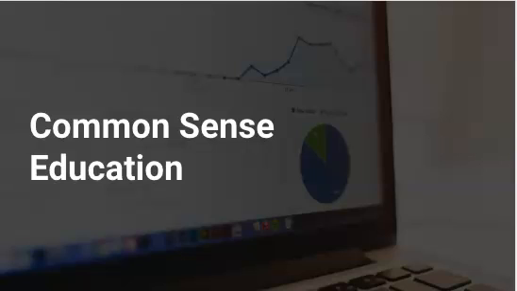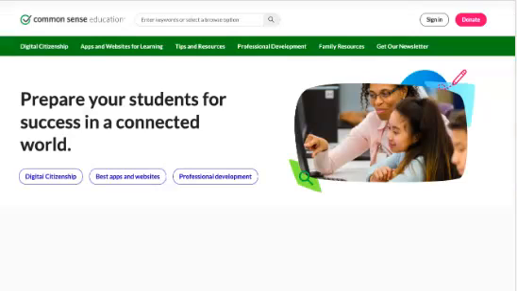So let's check out the first website, Common Sense Education. This is the landing page you'll find when first entering the site. To access everything, you will need to make an account, but everything is free. It's kind of annoying to have to make the account, but they do give you a ton of resources. And as you can see, digital citizenship is proudly displayed as the first button.